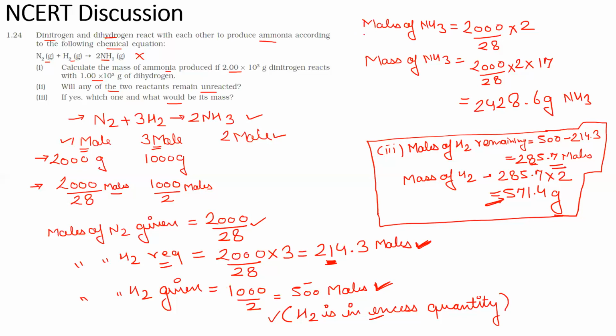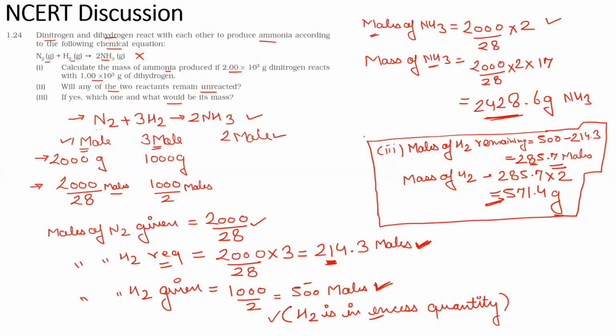Now coming to the moles of ammonia produced, 1 mole of N2 produces 2 moles of NH3 by this equation. So the moles of N2 available to us were 2000 by 28. Hence, moles of NH3 produced will be 2000 by 28 into 2. Since the molar mass of ammonia is 17, the mass of these many moles will be these many moles into 17. That is equal to 2428.6 grams of ammonia that will be produced.